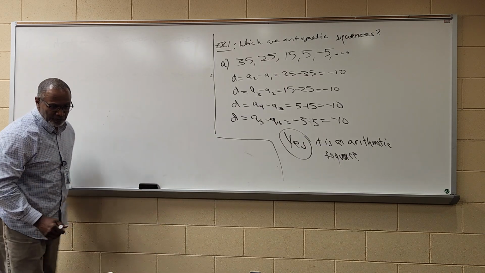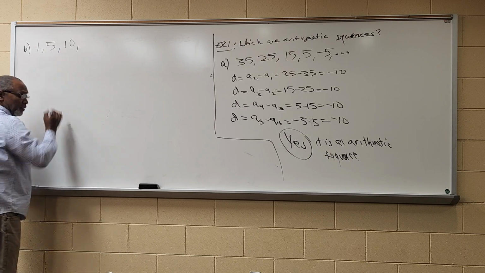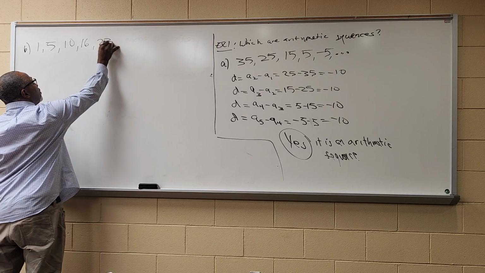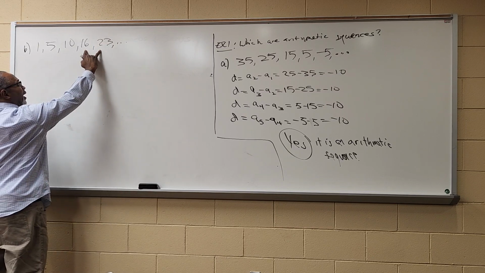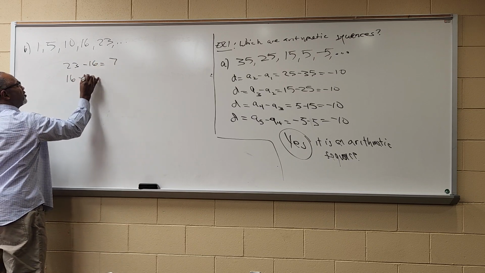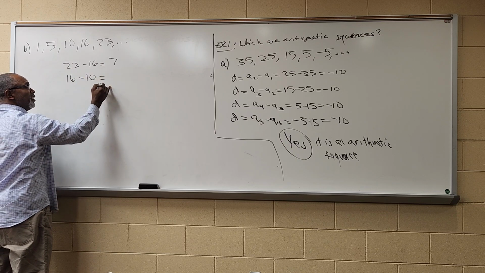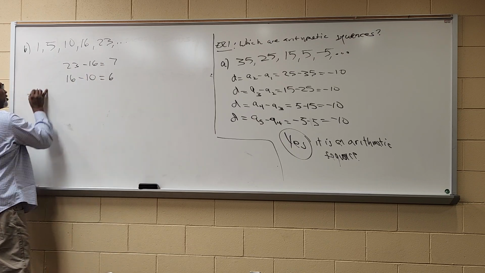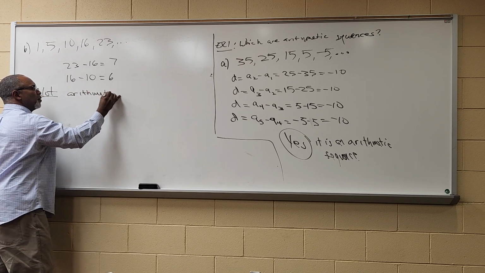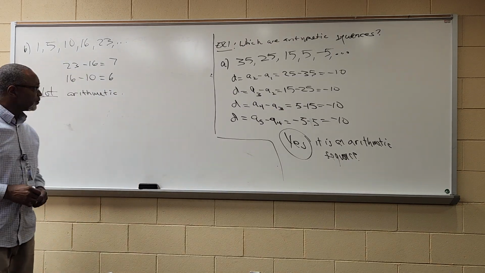B says 1, 5, 10, 16, 23. Well, this one is not, because 23 minus 16 would be 7, but 16 minus 10 would be only 6. The difference between terms should be the same for any two successive terms. The difference between terms is not a fixed number, so this is not arithmetic.